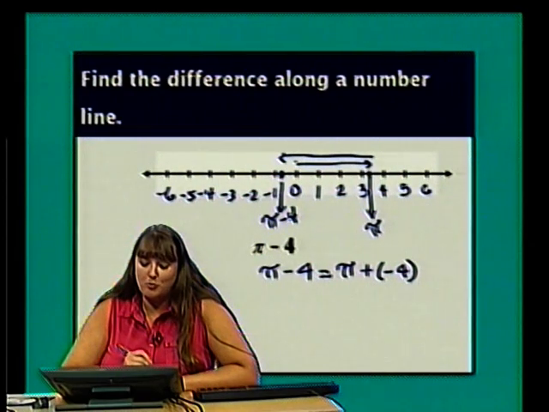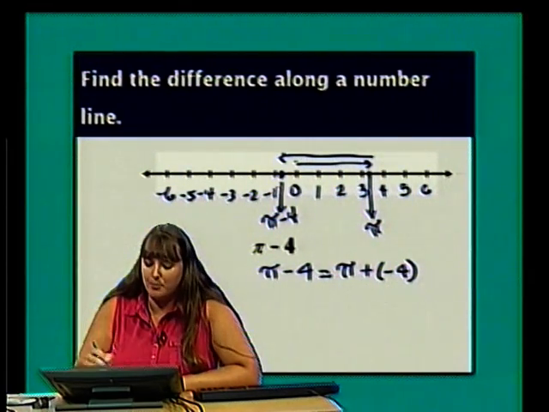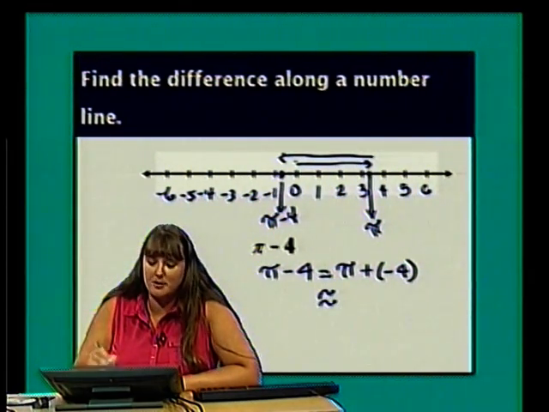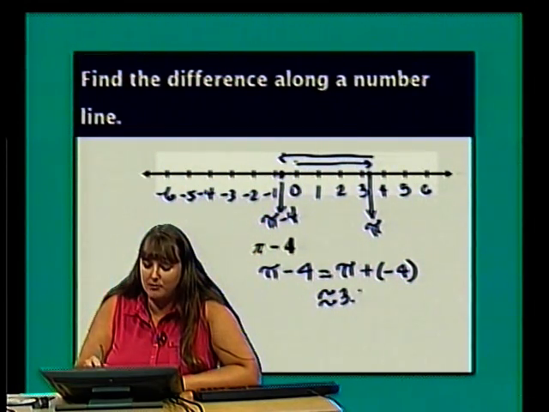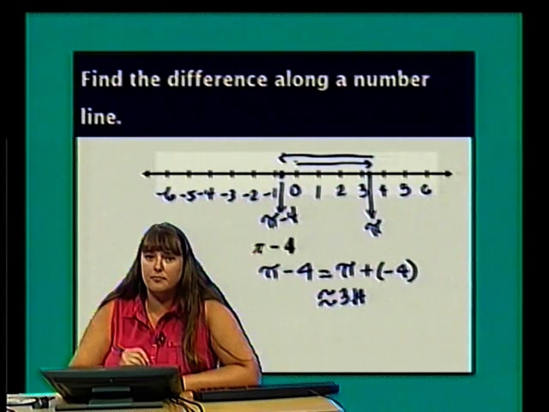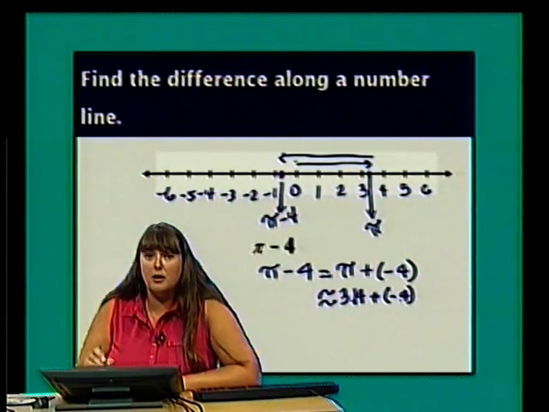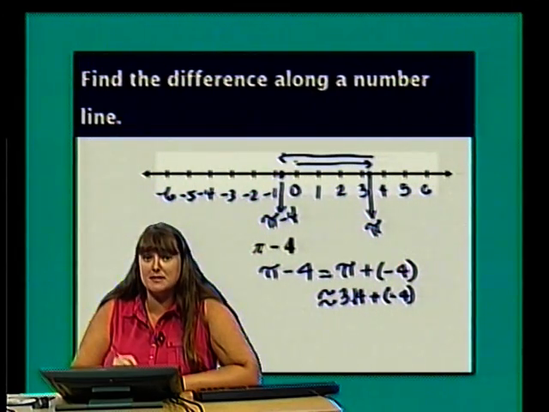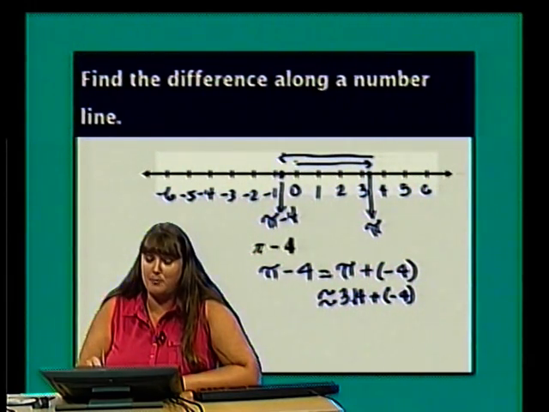Now, if you're not very used to working with pi and you want some kind of an idea of what this number is other than something a little bit to the right of negative 1, we can approximate this. We use our approximately equal to symbol and say, okay, pi is approximately 3.14. To that, we're adding negative 4. We're adding two numbers that have opposite signs. So we look for the number with the larger absolute value. Negative 4 has a larger absolute value than pi, or our approximation, 3.14.